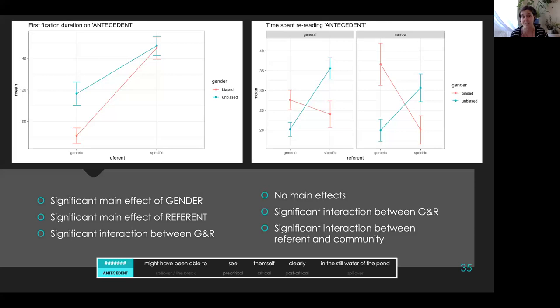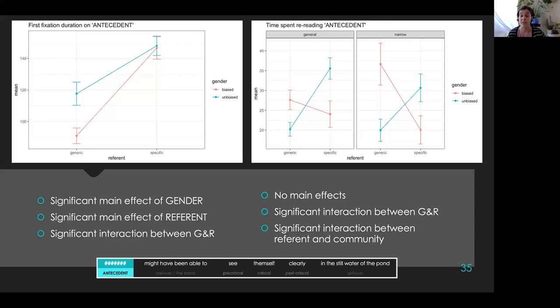The first one is, as before, there's an interaction between gender and referent, where generic referents are now being reread. So as you come back to the antecedent from later on in the sentence, generic unbiased antecedents are being reread faster than generic biased antecedents. And I think this makes a lot of sense. I think it's pretty clear why this might be the case. Something like "someone" is semantically light, as I said before. And so it's easier to then connect that to your anaphor later in the sentence.